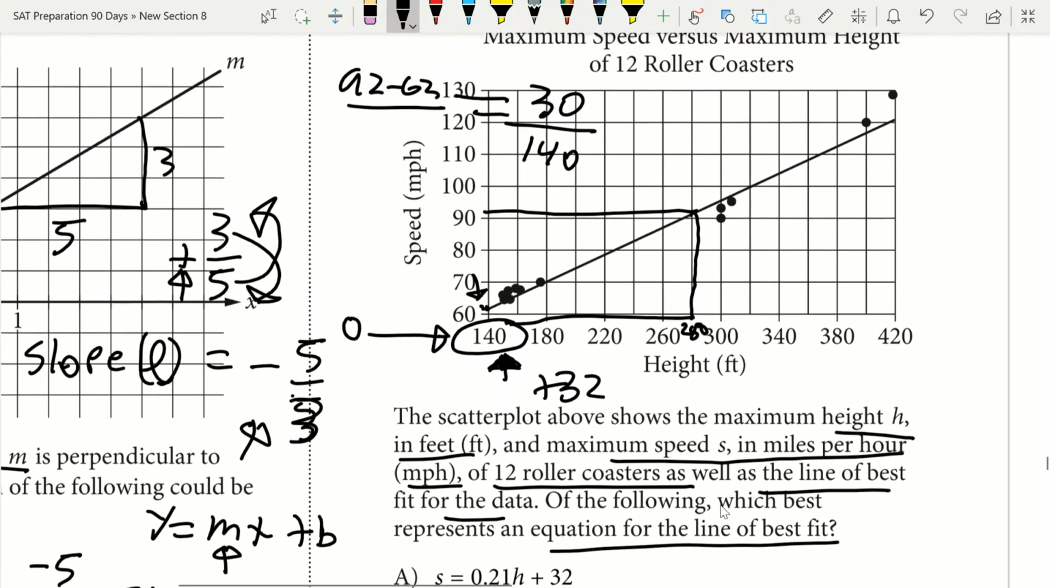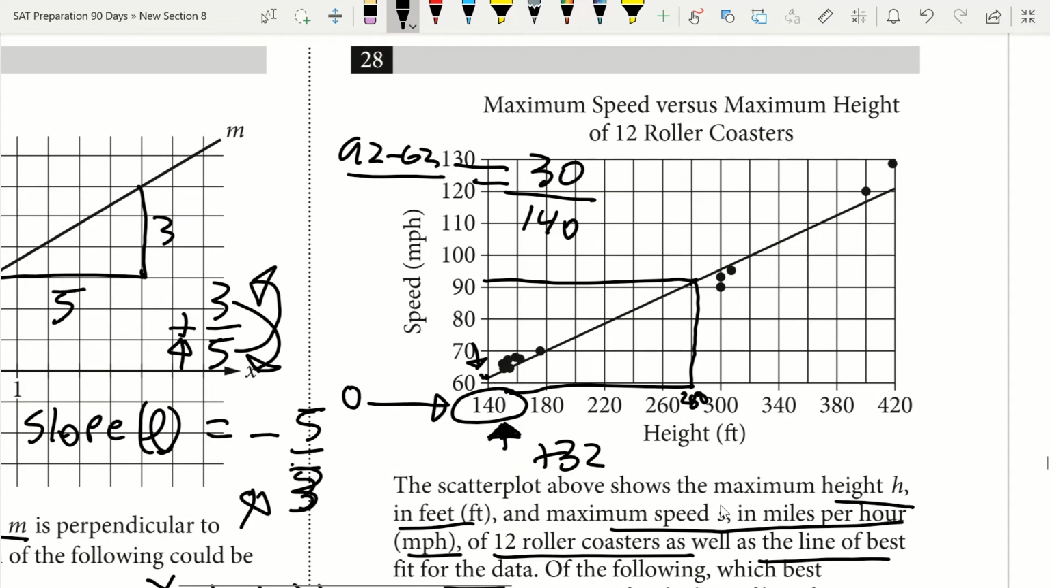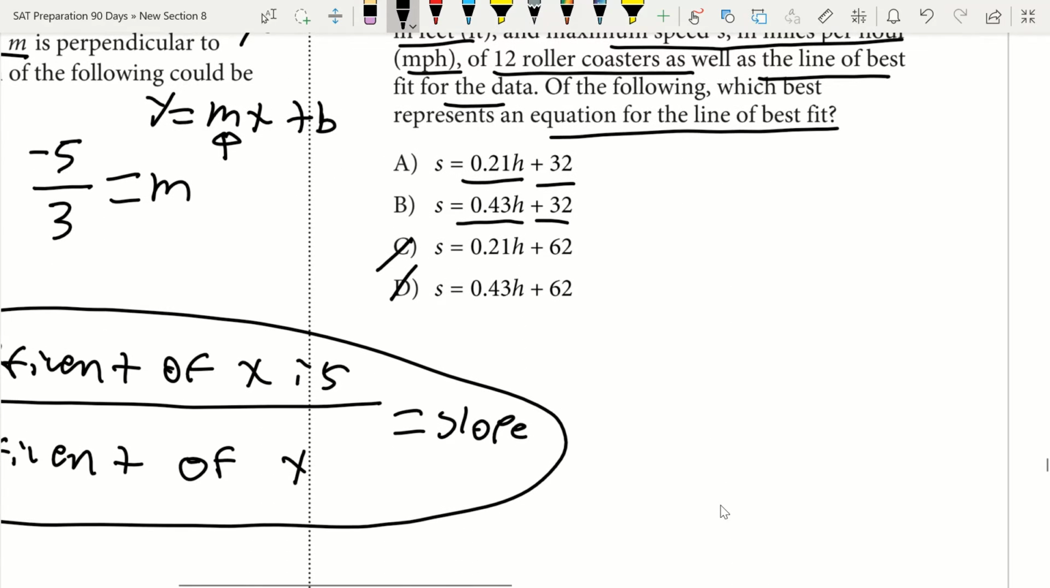So I actually have to find my slope. I see that my slope here, right? I see I'm increasing by 30 for every 140. So I'll plug that in my calculator. 30 over 140. That's going to give me my slope. And I see that that's 0.21. Okay, 0.21. So my answer there is going to be A.